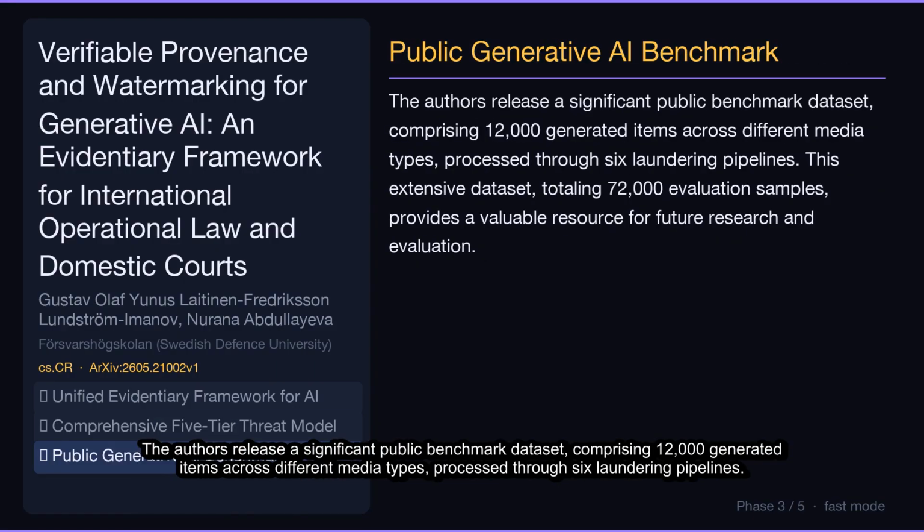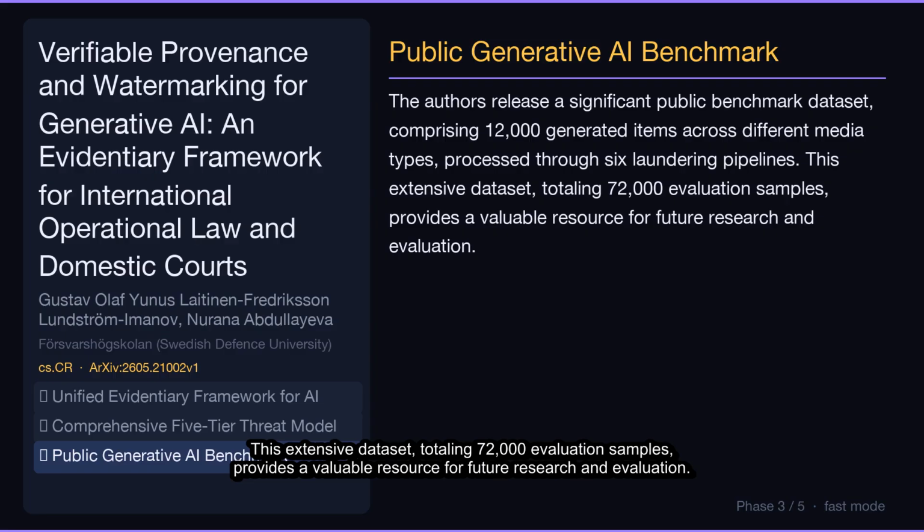The authors release a significant public benchmark dataset comprising 12,000 generated items across different media types, processed through 6 laundering pipelines. This extensive dataset, totaling 72,000 evaluation samples, provides a valuable resource for future research and evaluation.